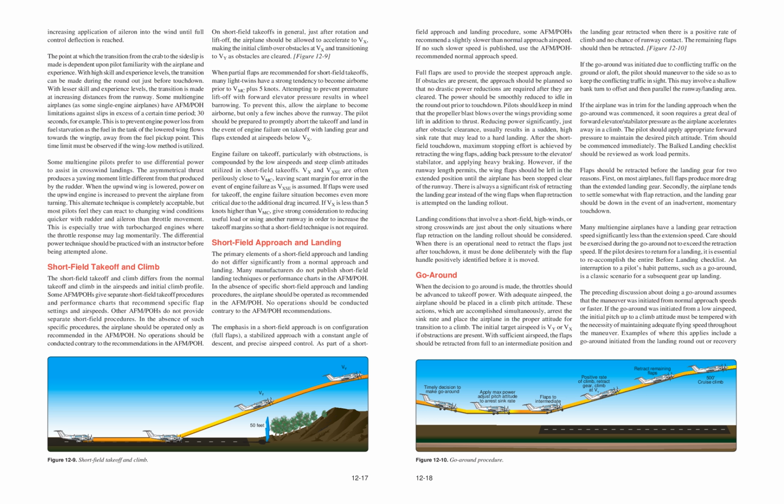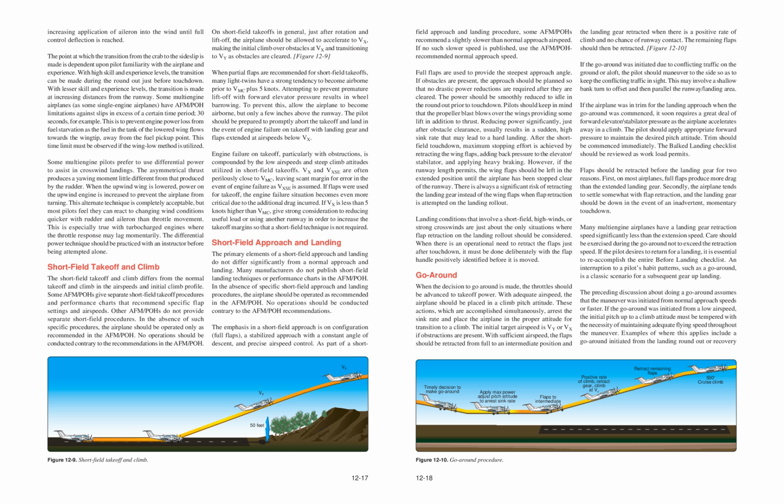On short field takeoffs in general, just after rotation and liftoff, the airplane should be allowed to accelerate to VX, making the initial climb over obstacles at VX and transitioning to VY as obstacles are cleared. Figure 12.9. When partial flaps are recommended for short field takeoffs, many light twins have a strong tendency to become airborne prior to VMC plus 5 knots. Attempting to prevent premature liftoff with forward elevator pressure results in wheelbarrowing. To prevent this, allow the airplane to become airborne, but only a few inches above the runway.